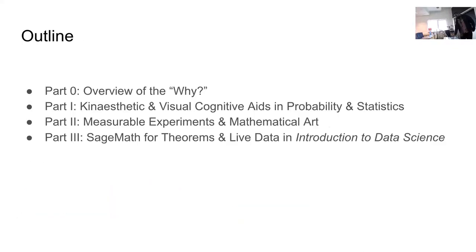And let's see, the outline is something like this. So I'll have part zero, which is an overview of the why. And part one is kinesthetic and visual cognitive aids, specifically in probability and statistics. How do we communicate Kolmogorov's little omega and measurable spaces and all of this to first year students in data science, right? Part two, I will start talking a bit about measurable experiments and mathematical art.